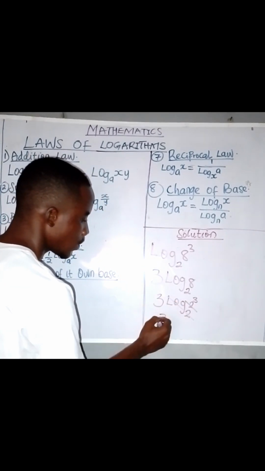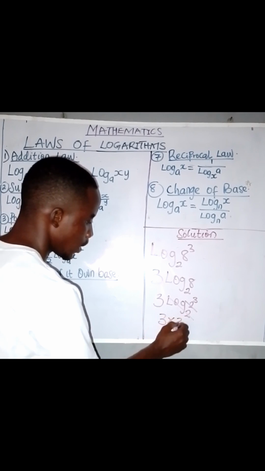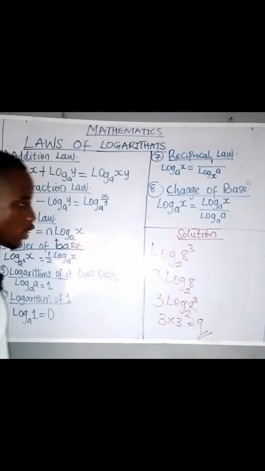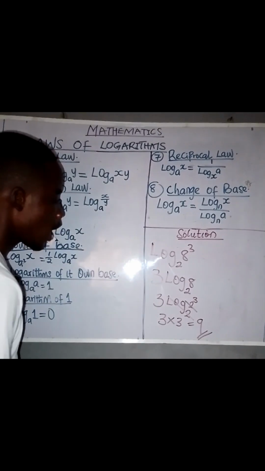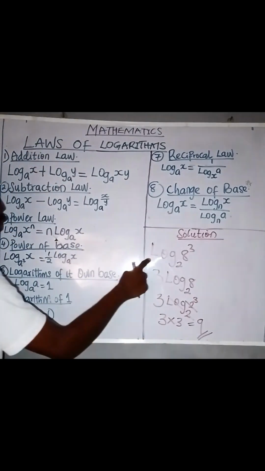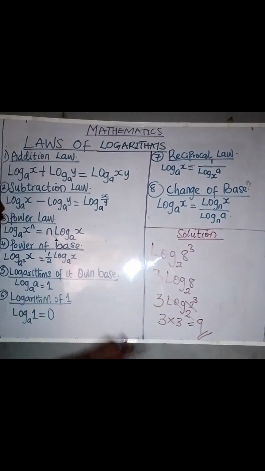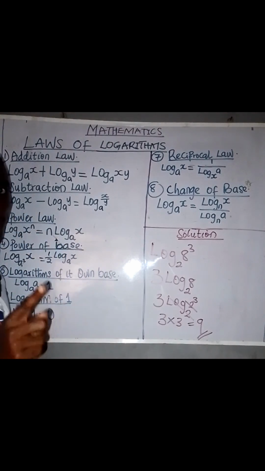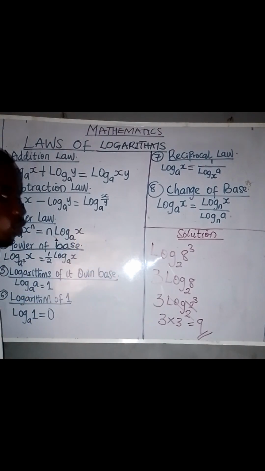I'm left with this 3 and 3, which is 3 times 3. 3 times 3 is equal to what? 9. So this is how I got my power law. On the question, log 2 8 raised to the power of 3, this simply means when a log is raised to the power of a number, that number multiplies the log.